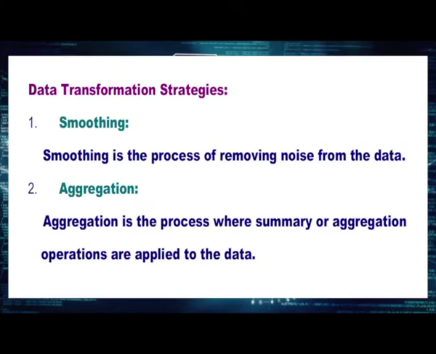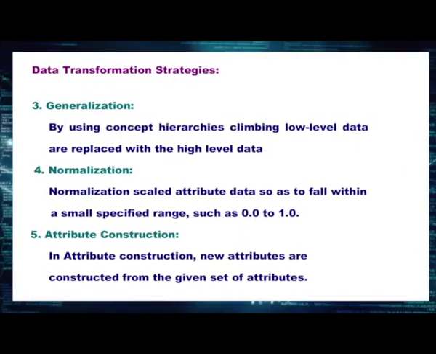Smoothing is the process of removing noise from the data. Second one, aggregation. It is the process where summary or aggregating operations are applied to the data. Third one, generalization. By using concept hierarchies, low level data are replaced with high level data. Fourth one, normalization. Normalization scales attribute data so as to fall within a small specified range such as 0.0 to 1.0. Fifth one, attribute construction. In attribute construction, new attributes are constructed from the given set of attributes.